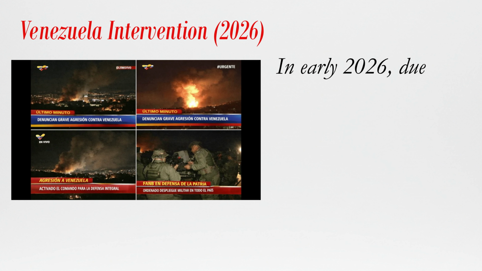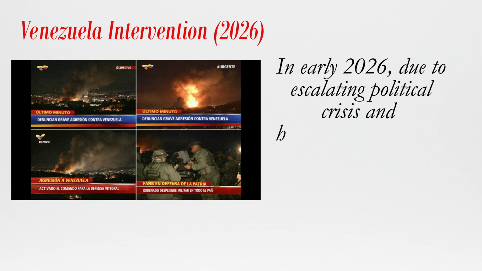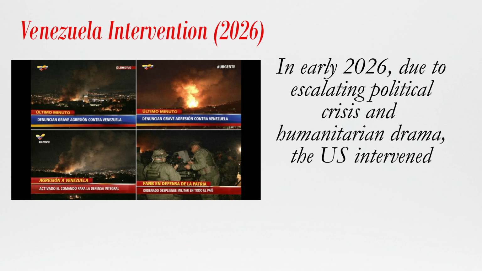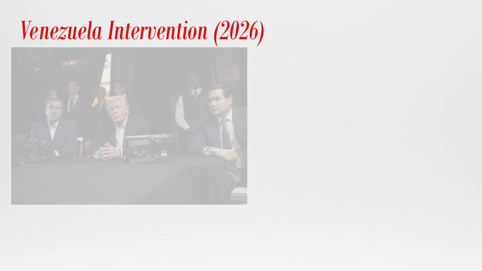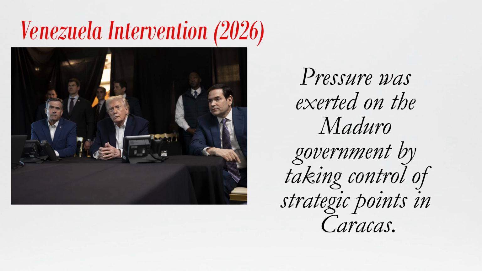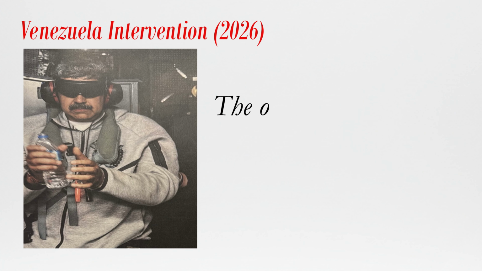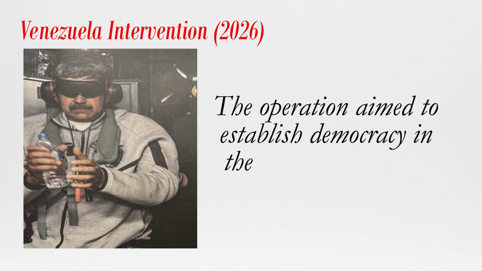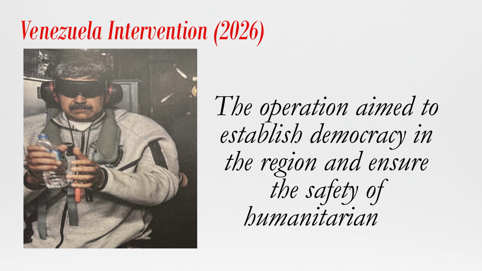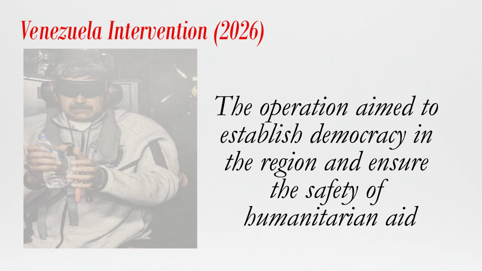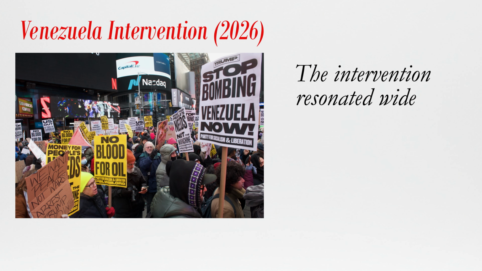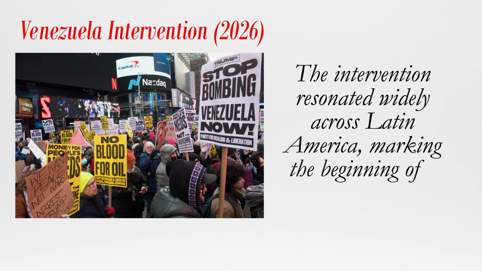In early 2026, due to escalating political crisis and humanitarian drama, the US intervened militarily in Venezuela. Pressure was exerted on the Maduro government by taking control of strategic points in Caracas. The operation aimed to establish democracy in the region and ensure the safety of humanitarian aid.